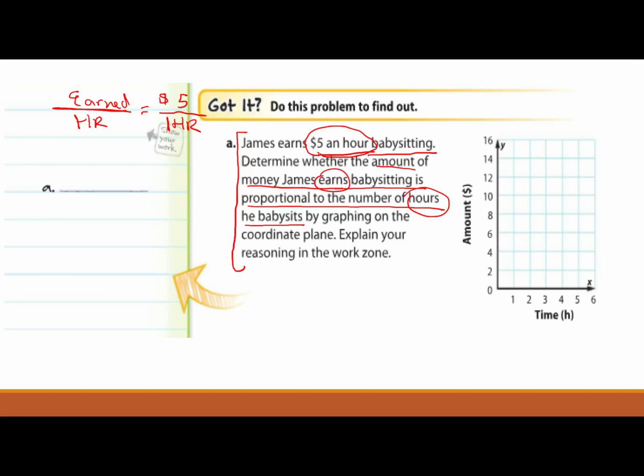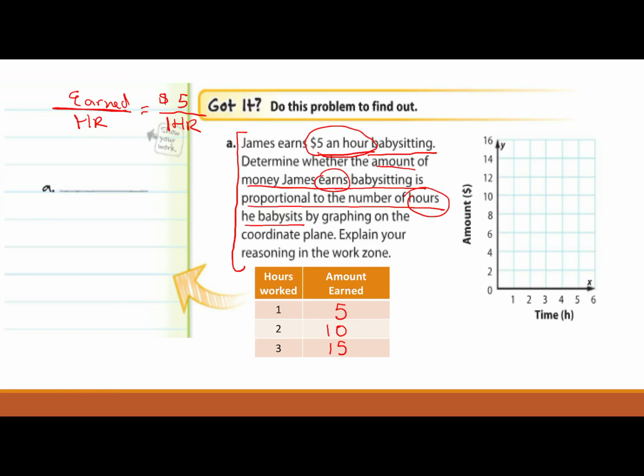All right. Well, we can go ahead and put this information into a table. So if we do that, after the first hour, James will have earned $5. Well, if he earns $5 every hour, if he works a total of 2 hours, he will have earned $10. And if he works a total of 3 hours, he will earn 5 more. So now that brings his total amount earned to $15. We want to know whether or not this relationship is proportional. Does James make the same amount of money each hour?